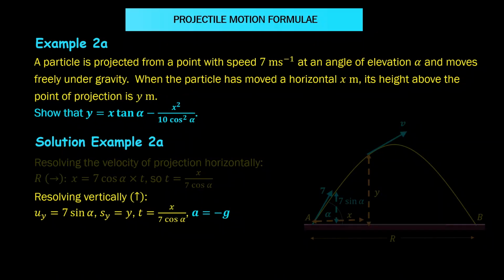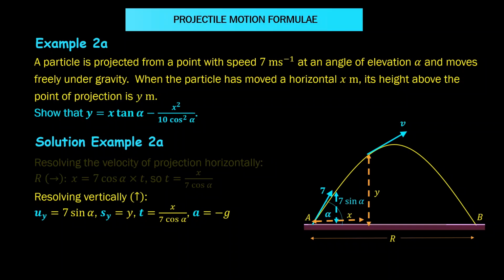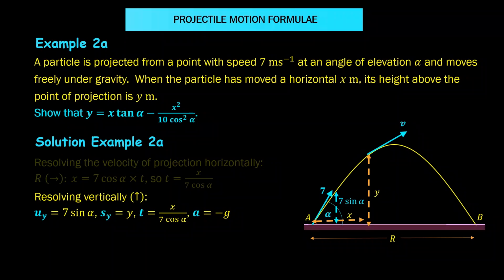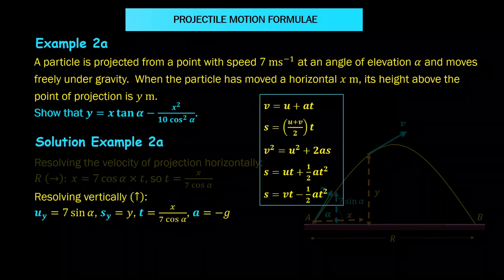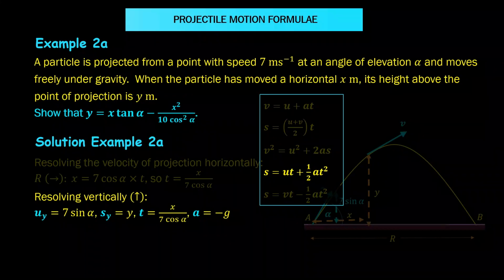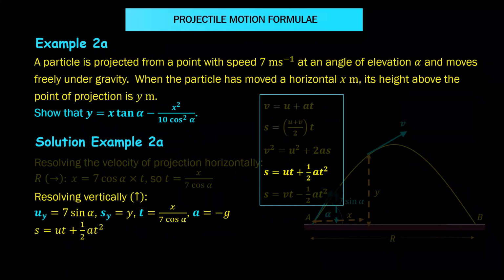And so we have u, s, t, and a. And again, we ask which of these formulae we're going to use. Since s equals ut plus a half at squared uses all of these letters, we will use this formula.